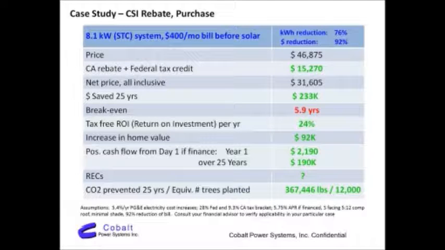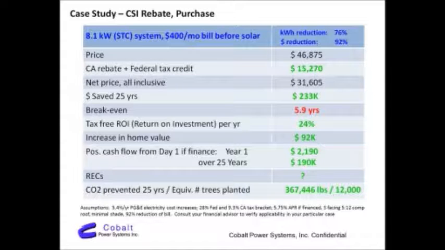So you save a bunch of money over the next 25 years. Where do you break even? You break even at 5.9 years. So for the first 5.9 years, you're basically paying off your system with your savings. After year 6, you're home free, electricity for life. What kind of return on investment is that giving you? Here's really the punchline: it's a 24% per year return on investment, tax-free.